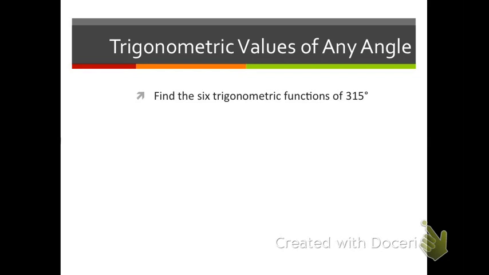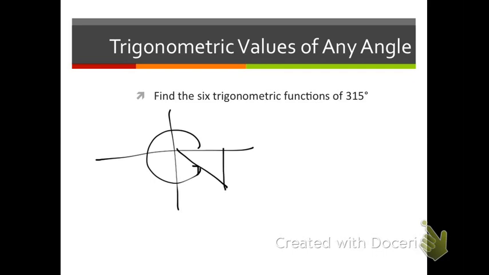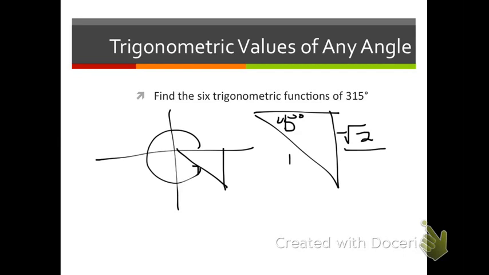So finding the 6 trigonometric function values at 315, I'm going to draw a quick sketch, get my reference triangle. 315 is down here. So that makes my reference triangle 45, 45, 90. My hypotenuse will be 1, we'll use the unit circle, which makes my other 2 sides some version of root 2 over 2, keeping the y negative because I'm in the 4th quadrant. So from here, I get sine and cosine from y and x.